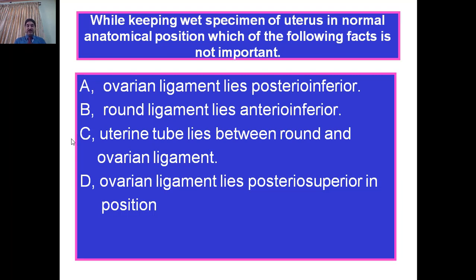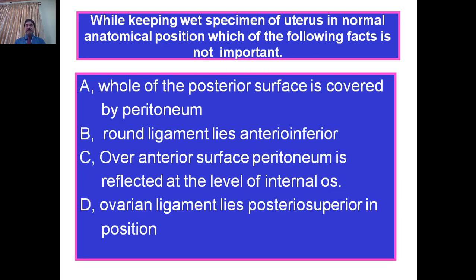As already discussed in the lecture, a wet specimen of the uterus has anterior and posterior surfaces. It is not anteverted and anteflexed as you see in living anatomy. So its surfaces are anterior and posterior surface, not anterior superior and anterior inferior. So the arrangement of the structures at the angles of this uterus are: anterior inferior is the round ligament, posterior inferior is ovarian ligament, and in between the two superiorly lies uterine tube.